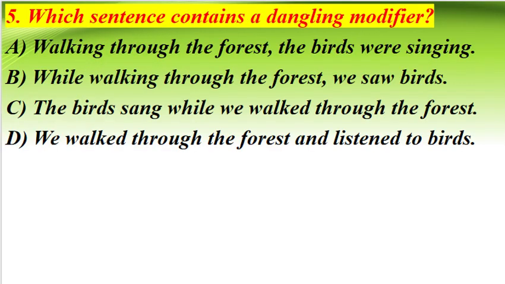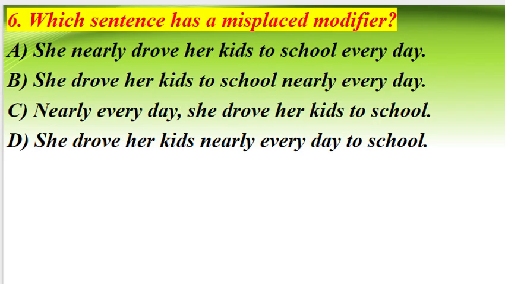5. Which sentence contains a dangling modifier? A. Walking through the forest, the birds were singing. B. While walking through the forest, we saw birds. C. The birds sang while we walked through the forest. D. We walked through the forest and listened to birds. 6. Which sentence has a misplaced modifier? A. She nearly drove her kids to school every day. B. She drove her kids to school nearly every day. C. Nearly every day, she drove her kids to school. D. She drove her kids nearly every day to school.